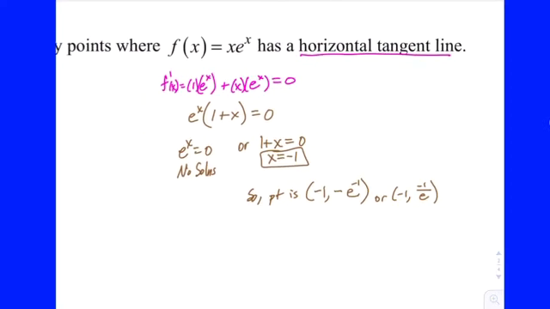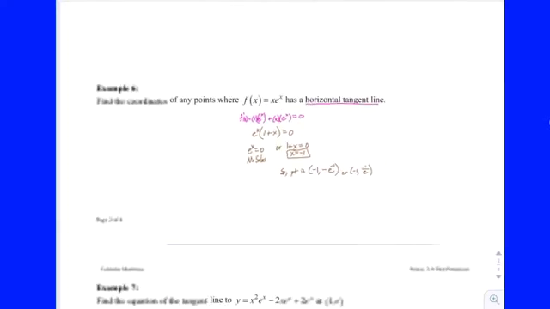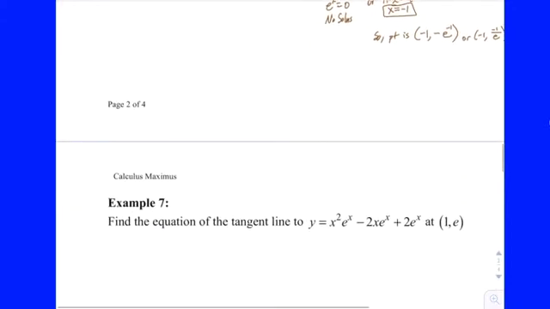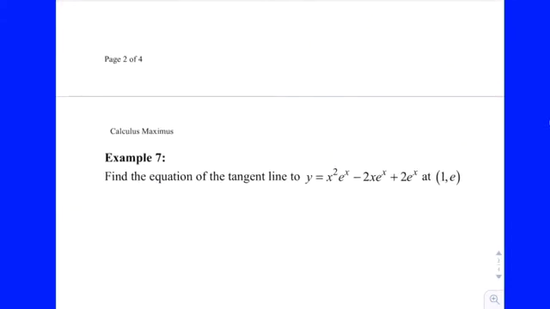Okay, any questions so far? We just finished page 2 of 4. That means we're about halfway done. All right, we have 5 minutes left. Let's see if we can finish example 7.